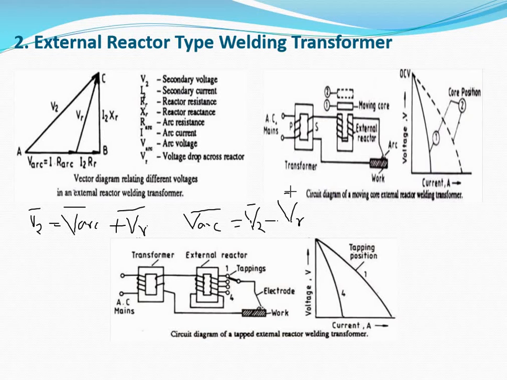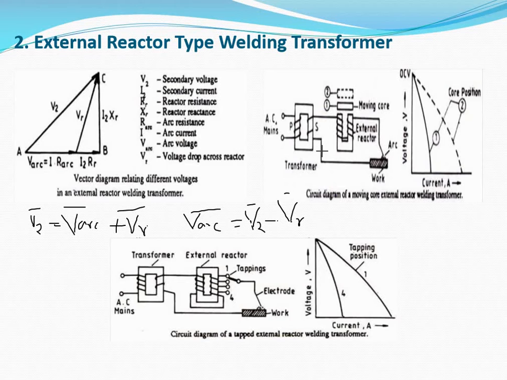So thus we can say the arc voltage decreases with increase in current, or with increasing voltage drop across the reactor. This gives a negative or drooping volt ampere characteristic. That will give the negative volt ampere characteristic, or drooping characteristic. Here in the graph you can also observe the voltage and current characteristic depending on the core position.